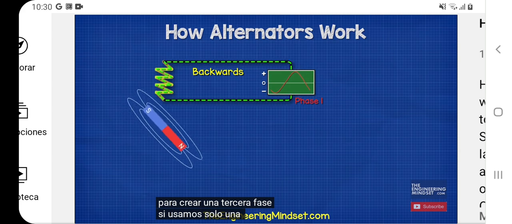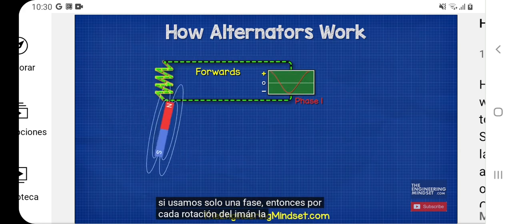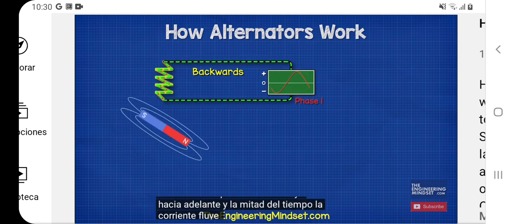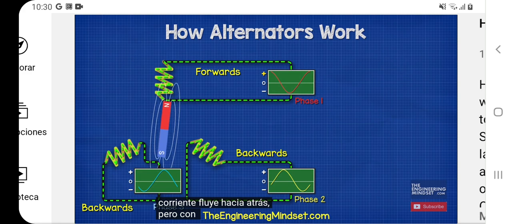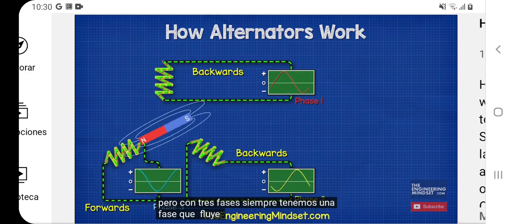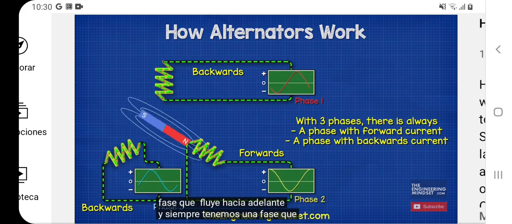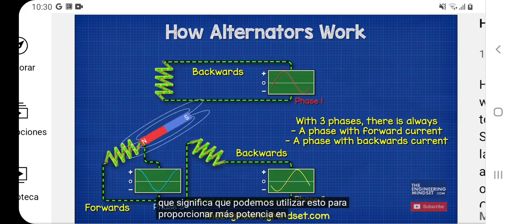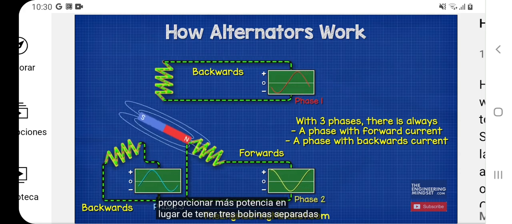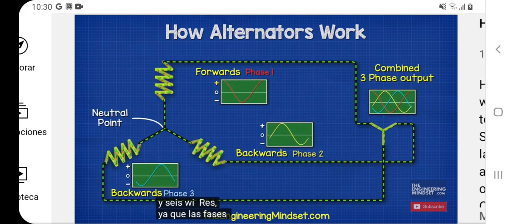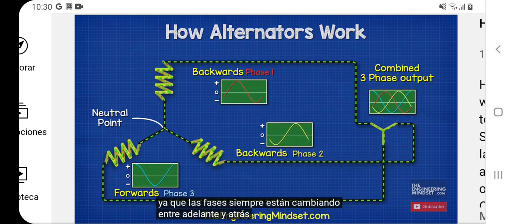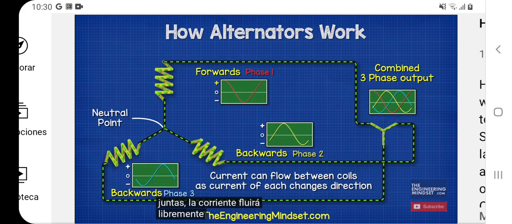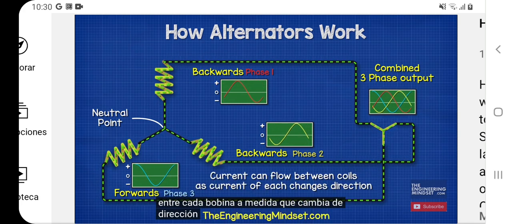If we use just a single phase, then for every rotation of the magnet, half the time the current is flowing forwards and half the time the current is flowing backwards. But with three phases, we always have a phase which is flowing forwards, and we always have a phase which is flowing backwards, which means we can utilize this to provide more power. Instead of having 3 separate coils and 6 wires, as the phases are always switching between forwards and backwards, we can connect the ends of the coils together. The current will then flow freely between each coil as it changes direction.